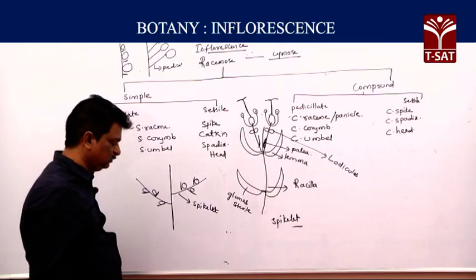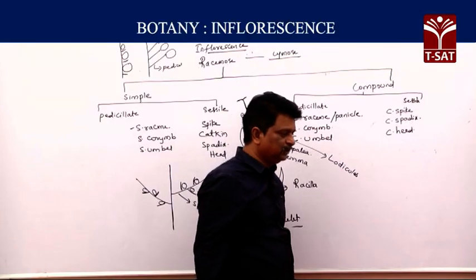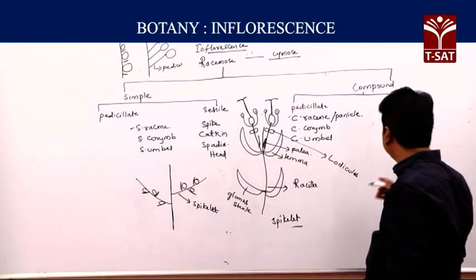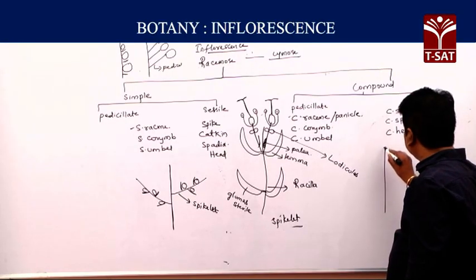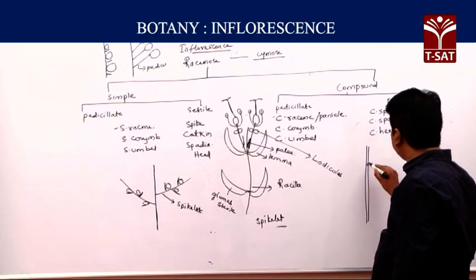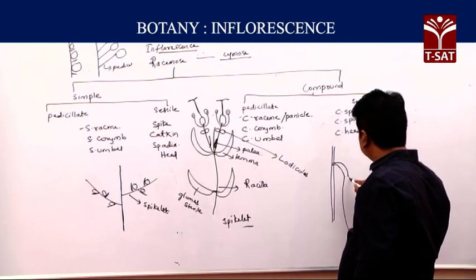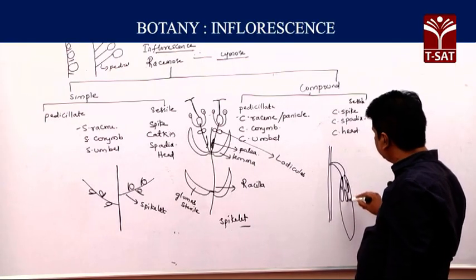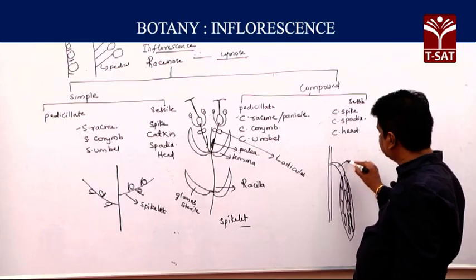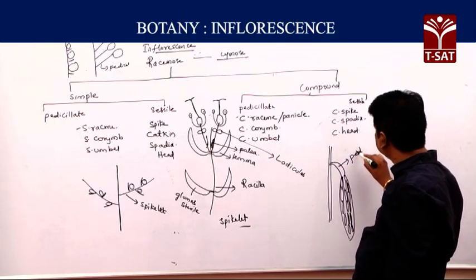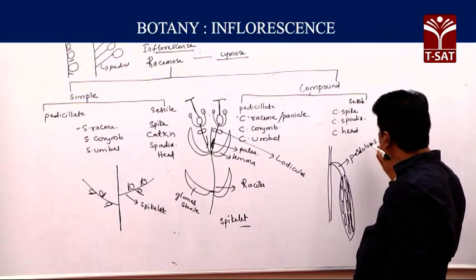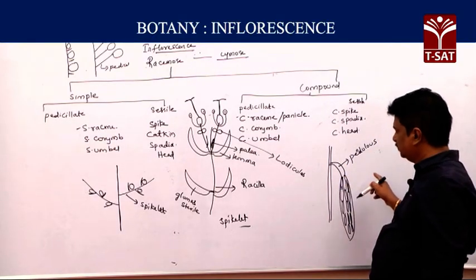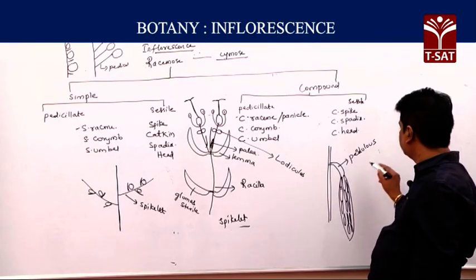The next one, catkin. Catkin is nothing but a spike. But in catkin inflorescence, the peduncle is weak. That weak peduncle produces bracteate and sessile flowers. Catkin is exactly similar to spike, but the peduncle is weak or pendulous. That weak or pendulous peduncle produces spike type of flowers.